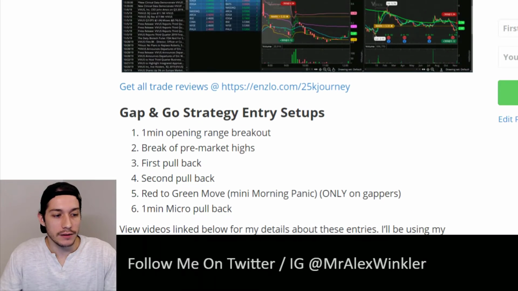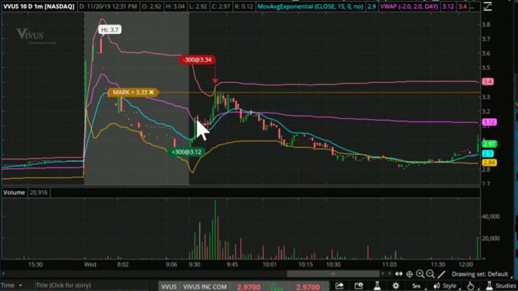So then we have a first pullback and a second pullback. We had that 1 minute breakout right here. Then we had some consolidation around the VWAP. And this consolidation was forming a nice bull flag. You can see here, we're just basically consolidating in this area. And this is really that first pullback after this 1 minute breakout. And that's why I called this pattern the first pullback.